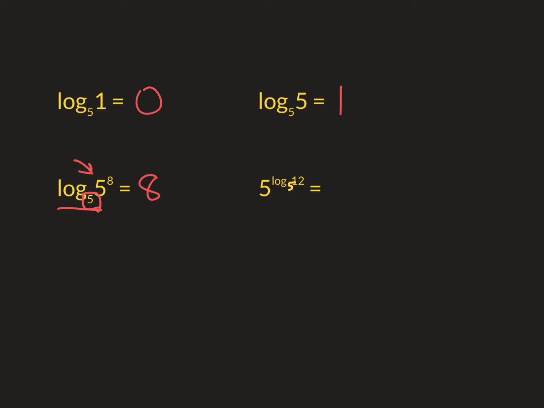Okay, 5 to the log base 5 to a power. Again, remember, a log is the inverse of an exponent. So it's the same thing as doing this again. When you do inverses, they cancel. So you just get 12. That's the property that we saw on the last slide.